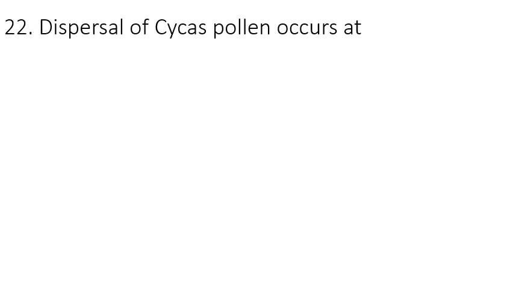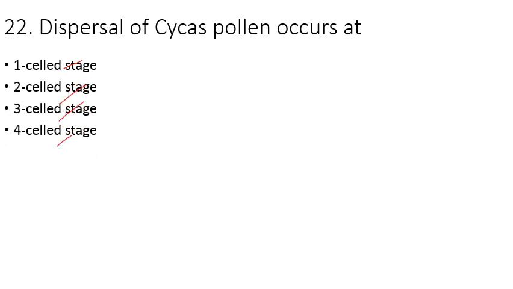Next question is, dispersal of Cycas pollen occurs at, our options are 1 cell stage, 2 cell stage, 3 cell stage or 4 cell stage. So the right answer of this question is 3 cell stage. The Cycas pollen grain is released at 3 cell stage.